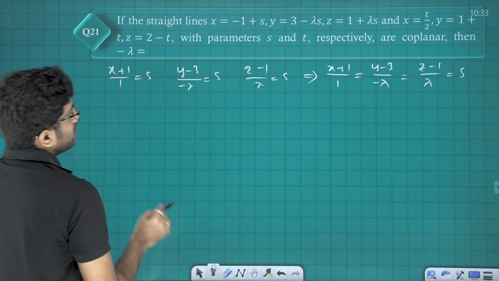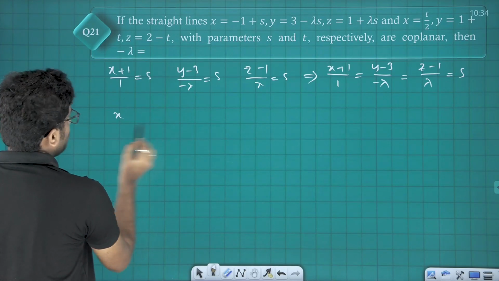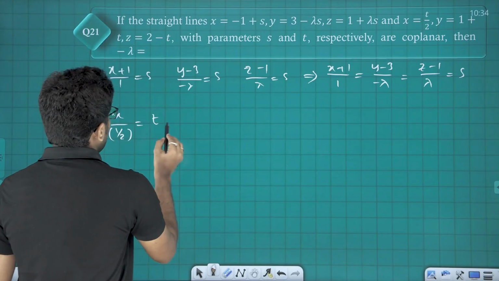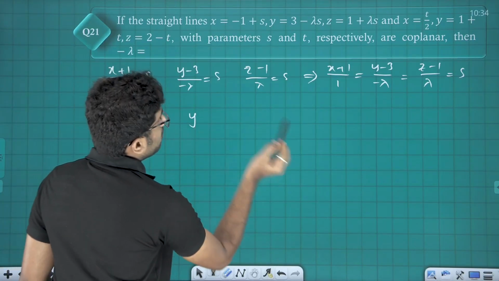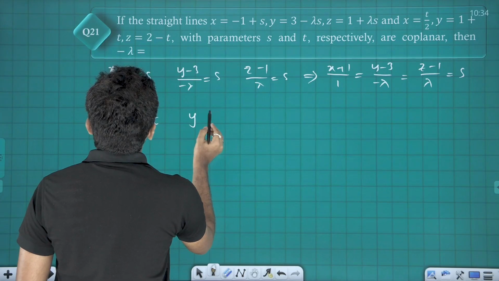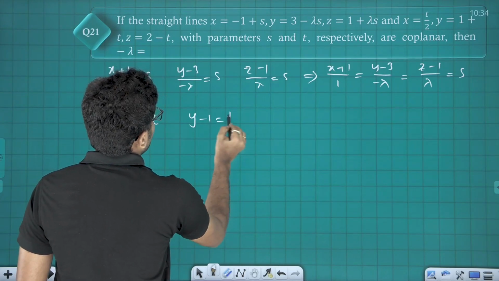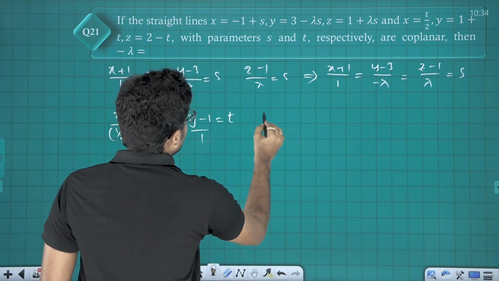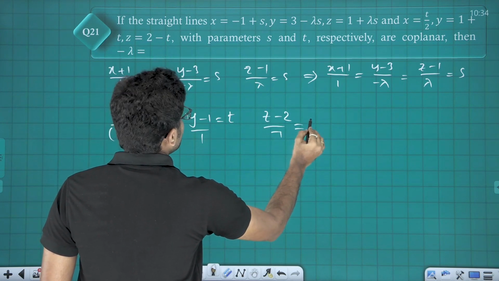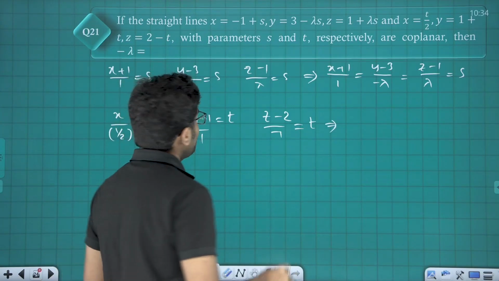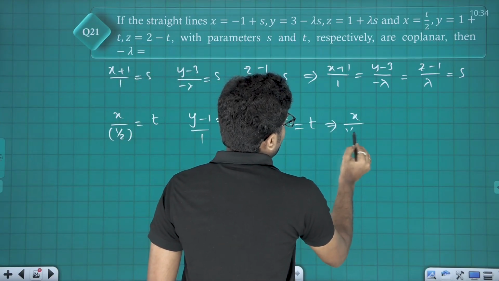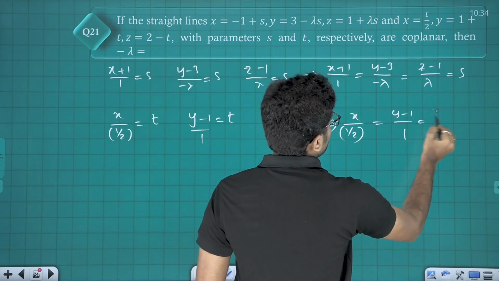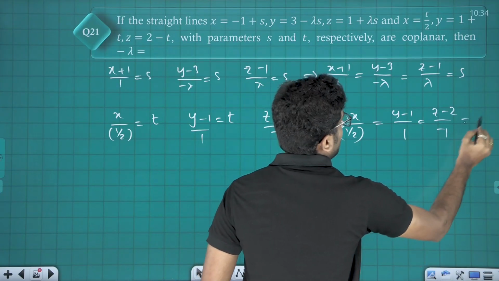Coming to the second line, x is equal to t by 2. So x by (1 by 2) is equal to t. Okay, and y is equal to 1 plus t. So y minus 1 is equal to t. So (y minus 1) by 1 is equal to t. Next, (z minus 2) by minus 1 is equal to t. So from here I can write the line in standard form as x by (1 by 2) is equal to (y minus 1) by 1 is equal to (z minus 2) by minus 1, all equal to t.